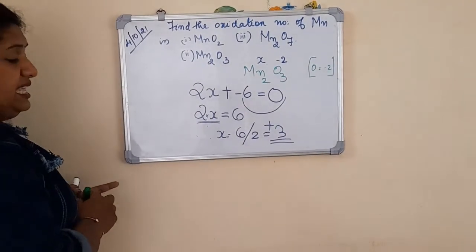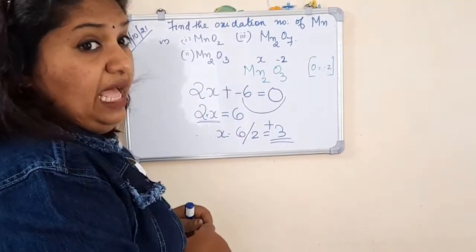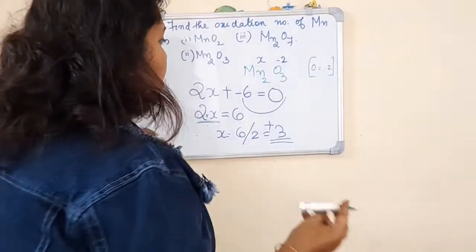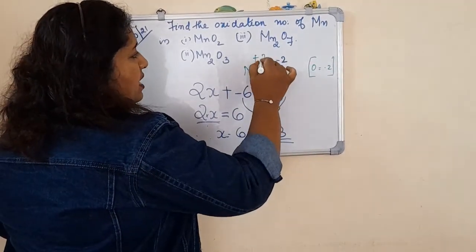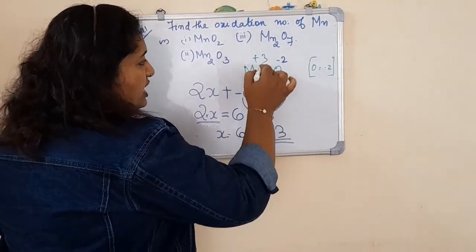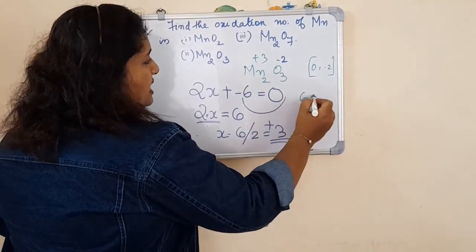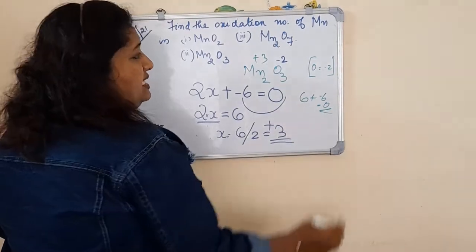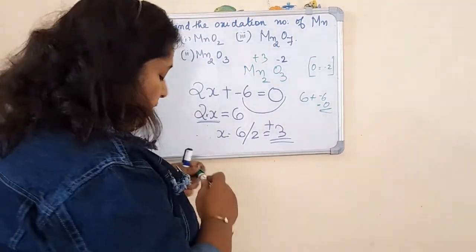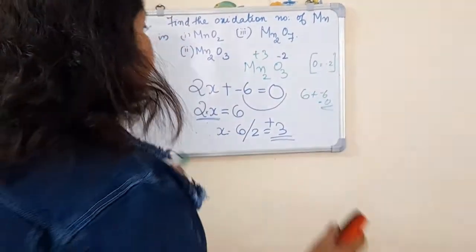Now the last thing, what is the last thing we have to do? Check whether what we found is correct. Now we have manganese plus 3, isn't it? Okay, now I'm going to check. 3 2s are 6 plus 3 into minus 2, minus 6, 0. It is correct. Okay, then next one.